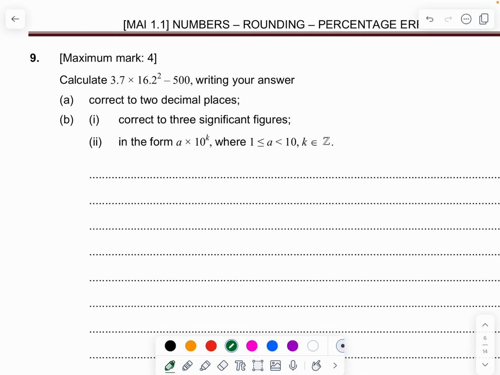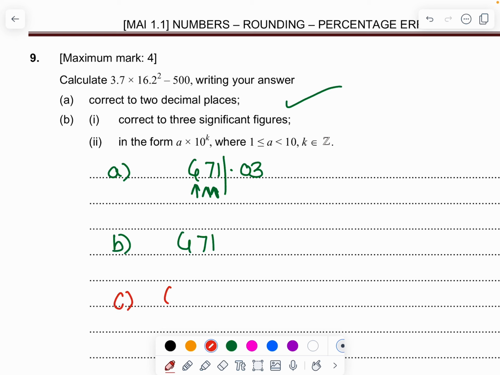Question number 9. Calculate to two decimal places. 3.72, 3.7 times 16.7 squared, 16.2 squared minus 500. So when I do that one, directly I'm writing that answer. It is 471.03. Three significant figures, 1, 2, 3. Draw a line, it is less than 5. So it is 471. Write it down in standard form, 4.71 times 10 power 2.